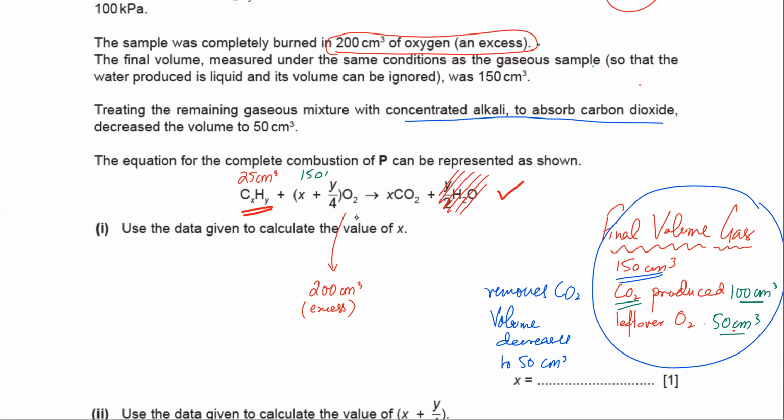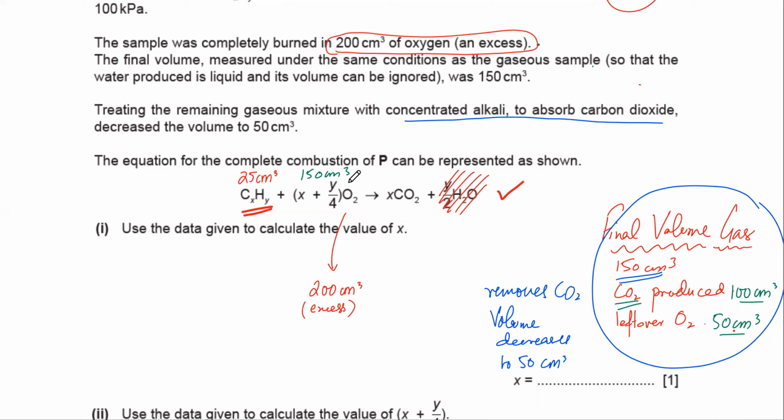Okay, so I'm going to explain this a bit slowly. Initially you added 200 cm cube in excess. When the whole reaction was over, there's still 50 at the end. That means you started off with 200 cm cube in excess, and there's 50 remaining at the end. So the amount of oxygen that actually took part in the reaction was 150. Is this clear? Ahmed, is this clear? Amna, is this clear? Yes.